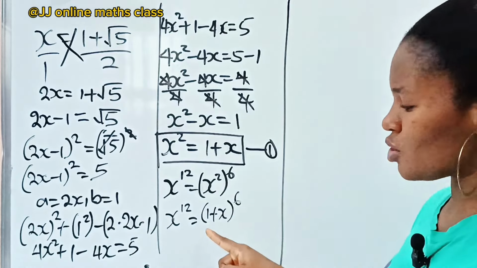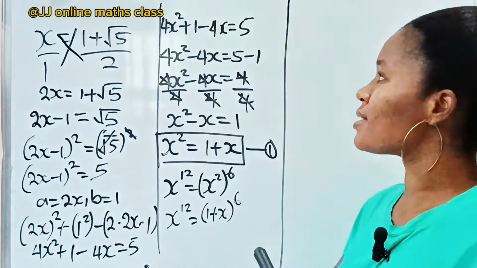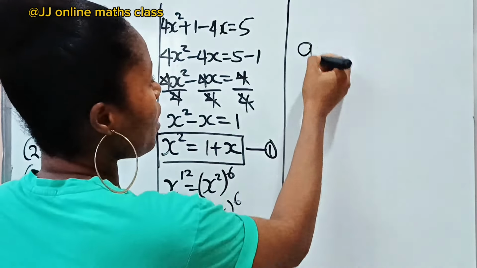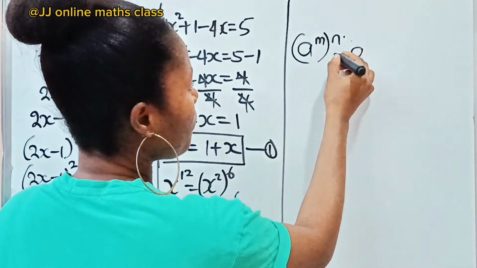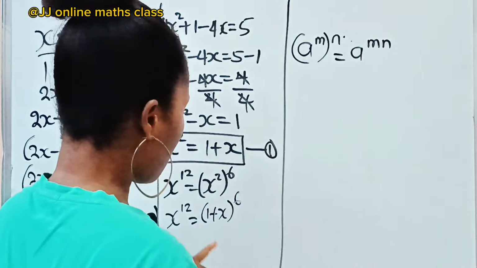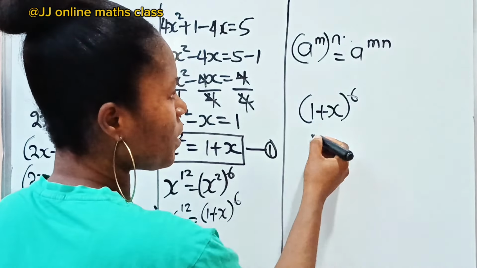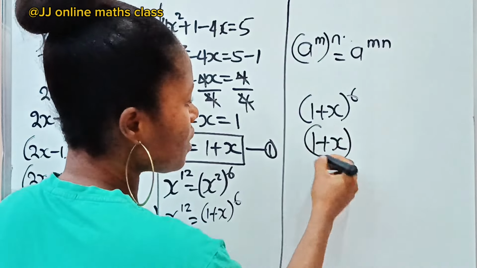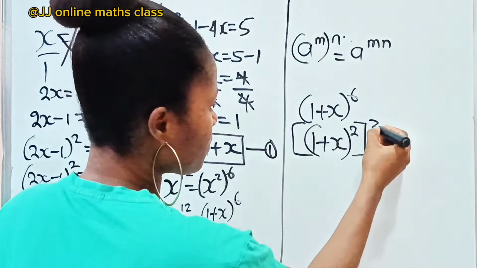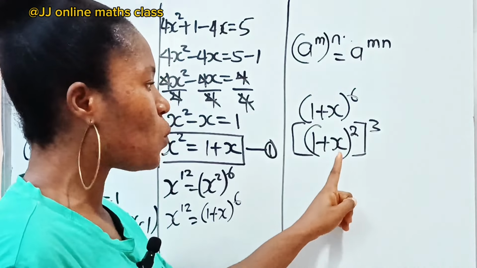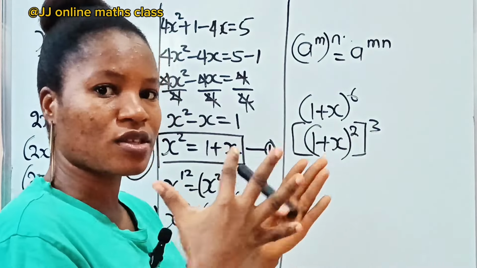So instead of me solving this straight, I'll break this down, okay? Now, how do I do that? Recall that a to the power of m to the power of n is equal to a to the power of mn, right? Now, how do I break this down? 1 plus x to the power of 6. It should be the same thing as 1 plus x, this to the power of 2 to the power of what? 3. Now, remember I said everything we are doing, we shouldn't exceed x to the power of 2. So we keep bringing this x to the power of 2 in everything we are doing.